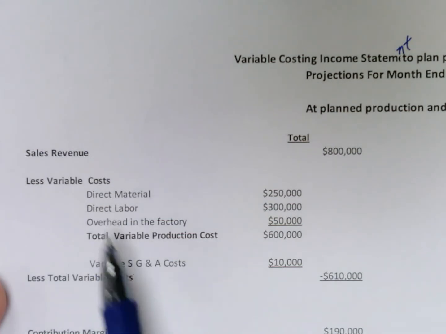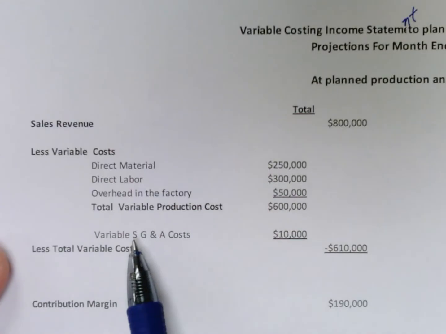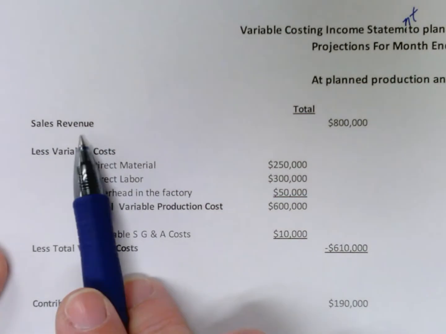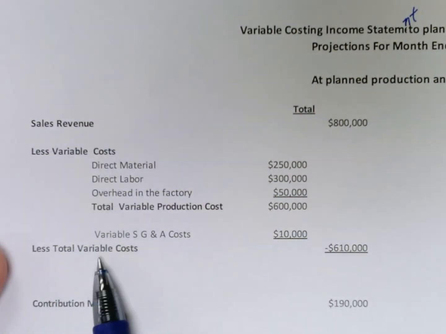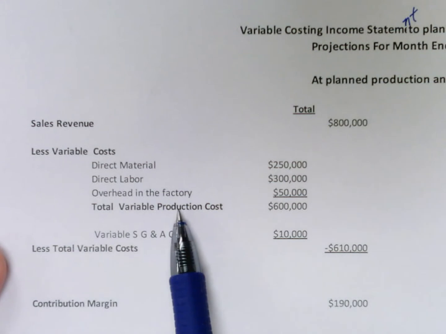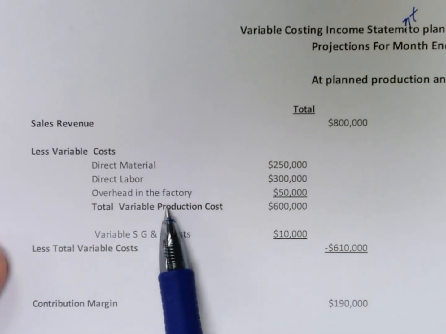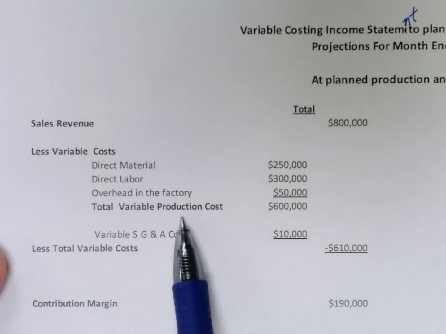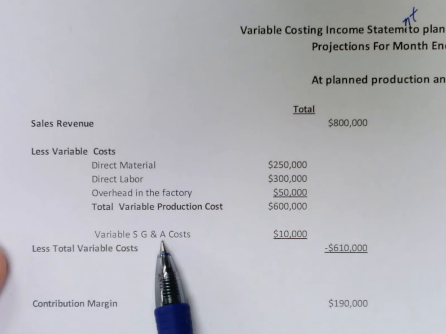Because remember, in a variable costing income statement, all of the variable costs need to be grouped together and then subtracted from sales revenue in order to get contribution margin. So again, contribution margin is sales revenue minus all the variable costs equals contribution margin. Sometimes you want separately just the cost of production, and that's why the subtotal is here too. Selling and administrative costs are not production costs, so they're listed on their own line right here.